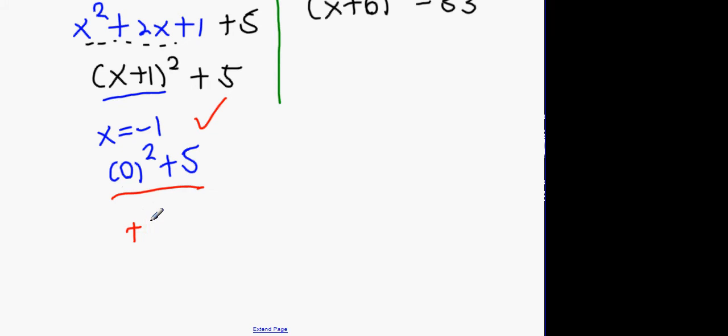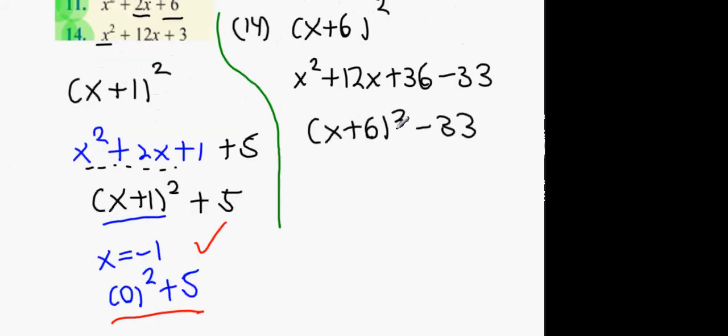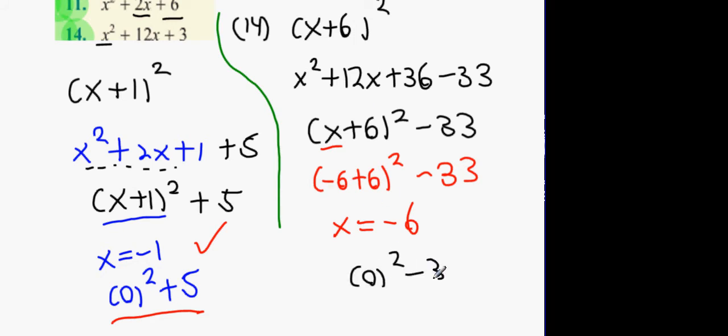Let's try it for 14. x plus 6 squared minus 33. Once again, the only value you're allowed to change is the value of x. And x should be minus 6, because minus 6 plus 6 squared is 0. Therefore, the value for which it's at a minimum is minus 6. And then when it is minus 6, the bracket turns into a 0. 0 squared minus 33, and the minimum value is minus 33. Okay, any questions about that one?